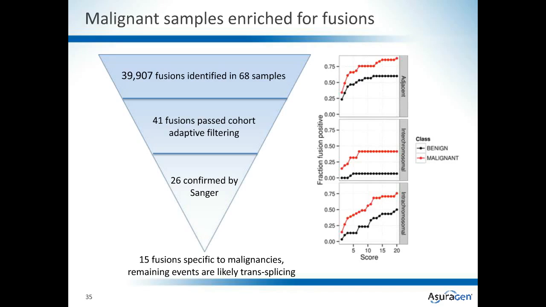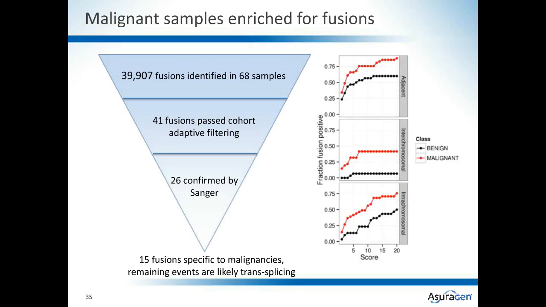The fusions are ranked according to a score that takes into account the background frequency of the 3' and 5' partners in each fusion. And we set a score cutoff for each of these classes independently that enriches for the presence of fusions in malignant samples relative to benigns using a Fisher's exact test to set the cutoff. This reduces, as I said, the set of candidate fusions down to 41.